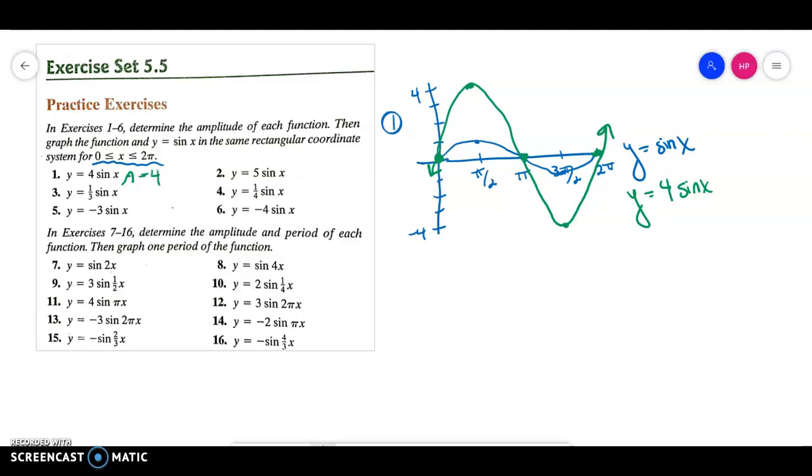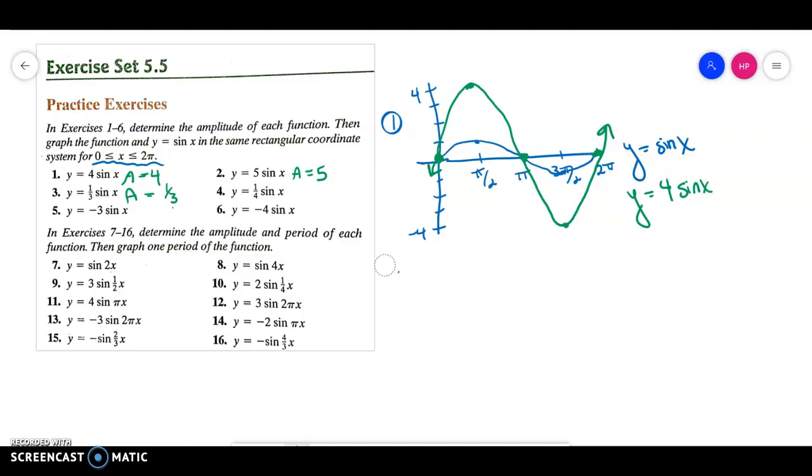For number 2, it's exactly what we have up above. It's just going to be a height of 5 instead. And then for number 3, it's going to be a little bit shorter because it's 1/3 of what it used to be. So let's take a look at that one.